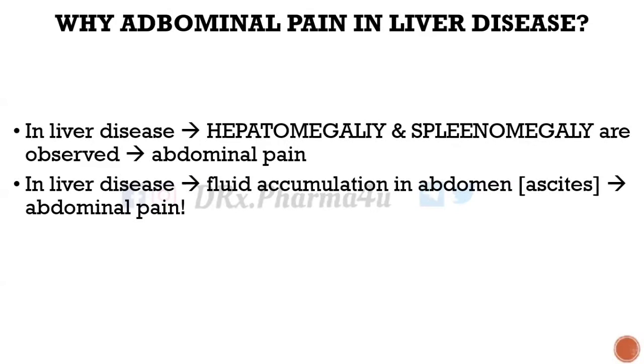As I told you in the past video, when there is a liver disease, especially a chronic liver disease, there will be portal hypertension. Portal hypertension causes kidney damage, and that leads to accumulation of fluid in the abdomen, which is known as ascites. That can also lead to abdominal pain.